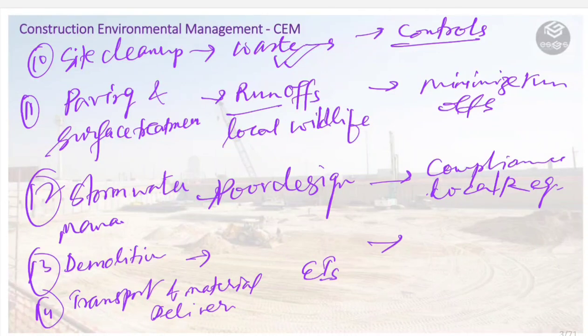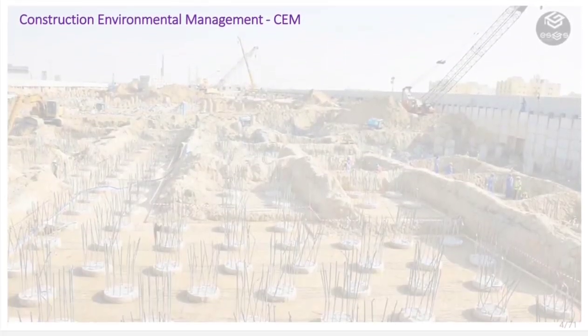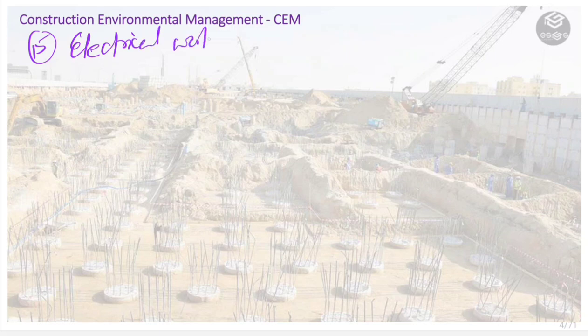Okay. Then next activity we say here is electrical works. What can be the environmental impacts? Waste generation can occur from old materials. Improper disposal may lead to contamination. Then controls can be like establishing recycling programs for electrical components.